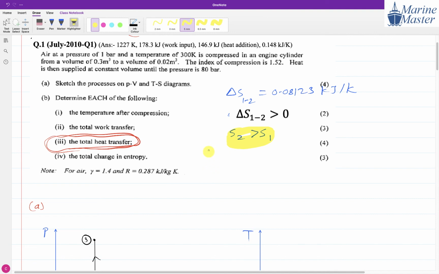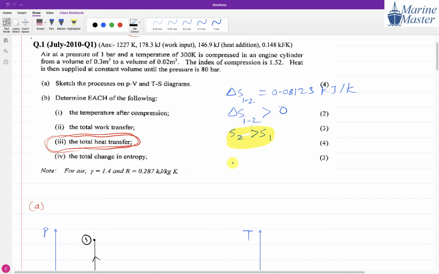Another way to say entropy is increasing: delta S positive. Delta S positive means what? Not a 0. I have written a wrong thing here. Delta S 1 to 2 is greater than 0. I should say greater than 0. If delta S 1 to 2 is greater than 0, it means the entropy of point 2 is greater than the entropy of point 1. So entropy in 1 to 2 is increasing.